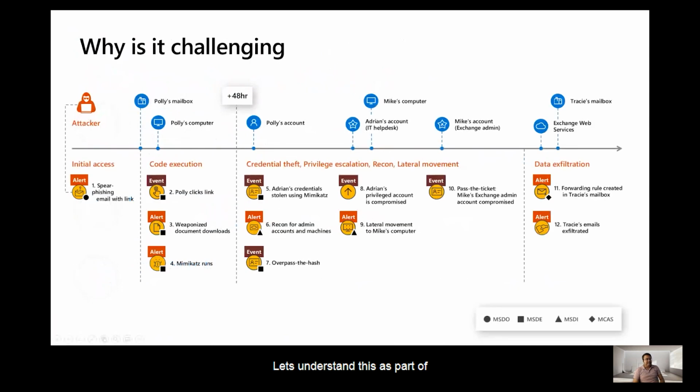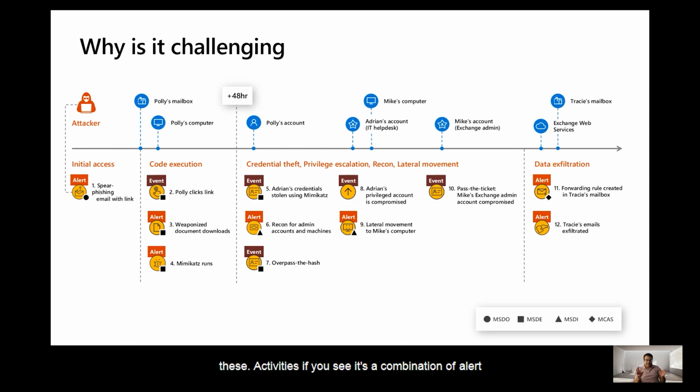Now, let us understand this as part of a full multi-stage attack. Let's understand this attack a bit. At the email layer, the attacker has sent a spearphish. The email link has been clicked on the endpoint, which downloaded a weaponized document, which led to Mimikatz running and executing on the machine. After that, credential theft happens on the machine, which leads to privilege escalation, further reconnaissance done by the attacker, and lateral movement happening across the infrastructure. And then finally, it leads to data exfiltration.